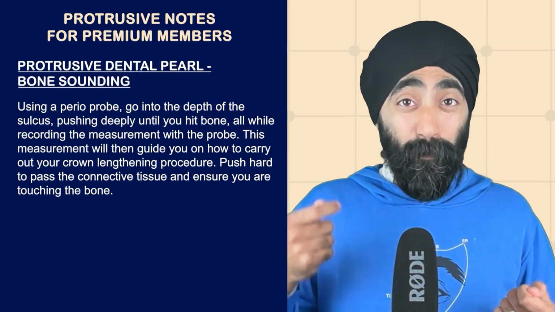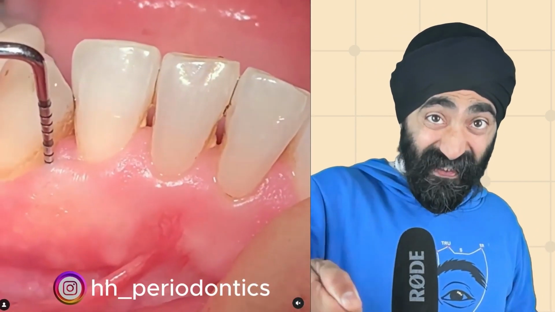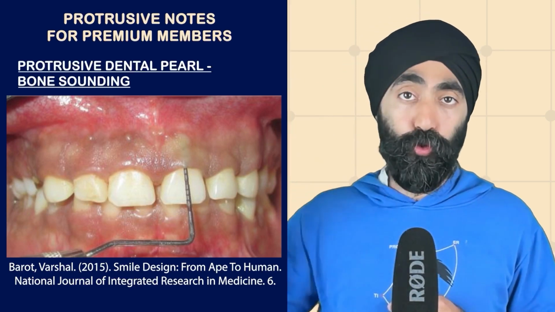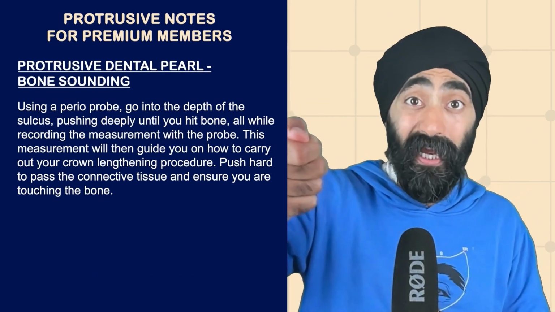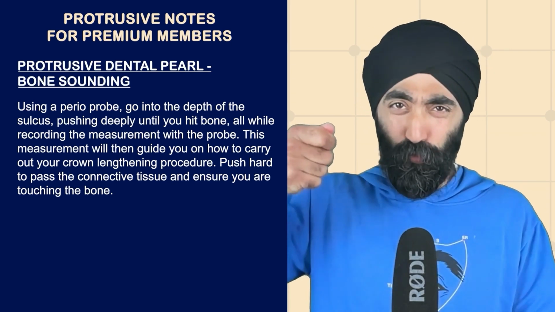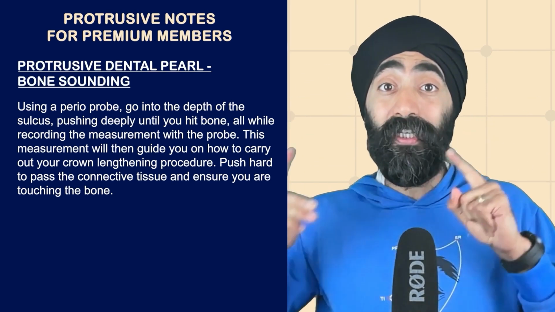But essentially, you want to get a perio probe. You want to go into the depth of the sulcus, and then you want to go really hard until you hit bone. And that measurement will guide you in terms of how to do your crown lengthening. If you've never done this before, you want to get a feel of what it feels like to actually hit bone. Because sometimes you get to the connective tissue and you think, I'm there. But actually, if you really push a bit more, you'll sink in another millimeter or two more. And that's when you've truly done bone sounding.